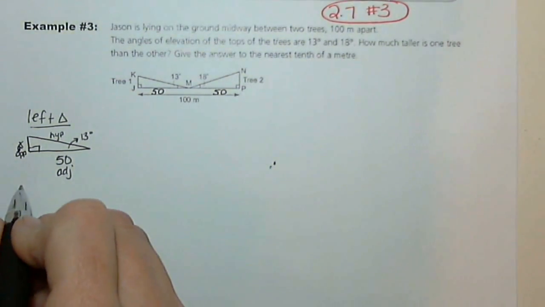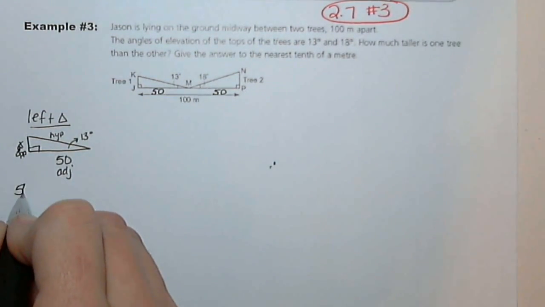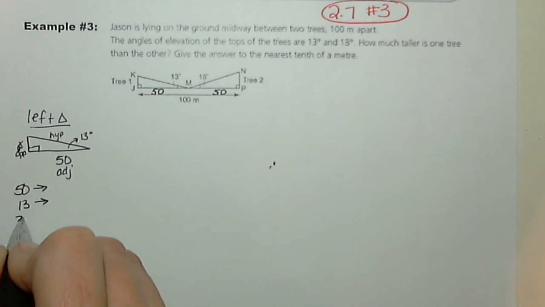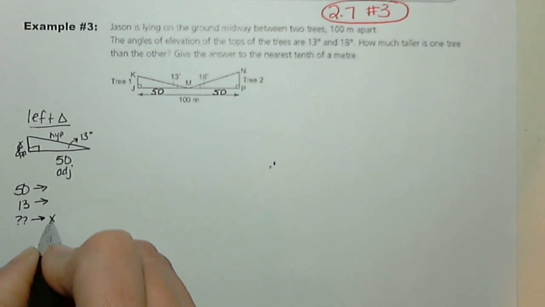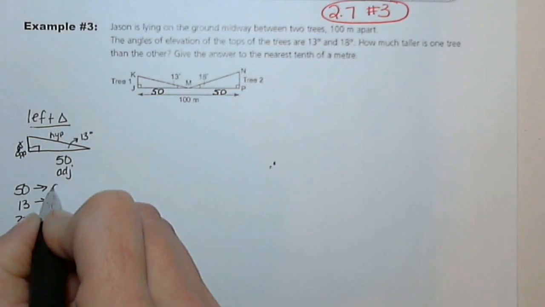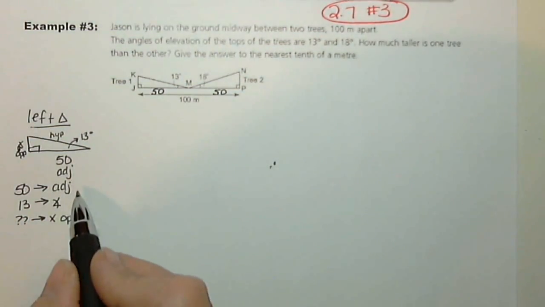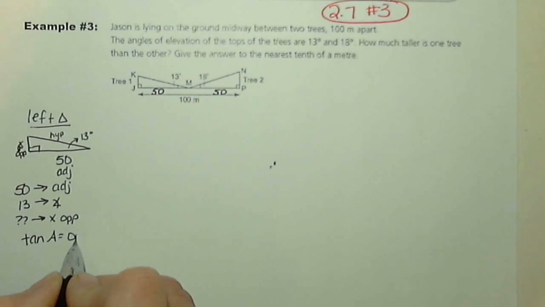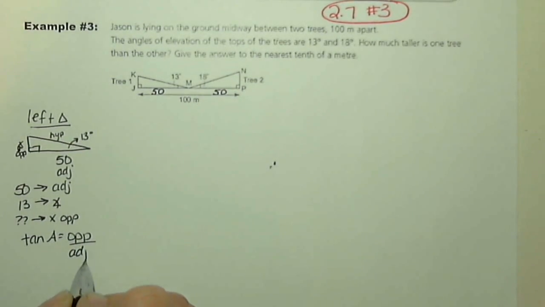Doing our list, like I always like to do, we have two numbers. We have a 50, and we have a 13, and we have our unknown. And our unknown is x, which is the opposite. The 13 is the angle, and the 50 is the adjacent. Which formula has an adjacent, an angle, and opposite in it? Well, that's tangent. So the tan of angle A is equal to opposite over adjacent is our formula. The tan of 13 is equal to x over 50.